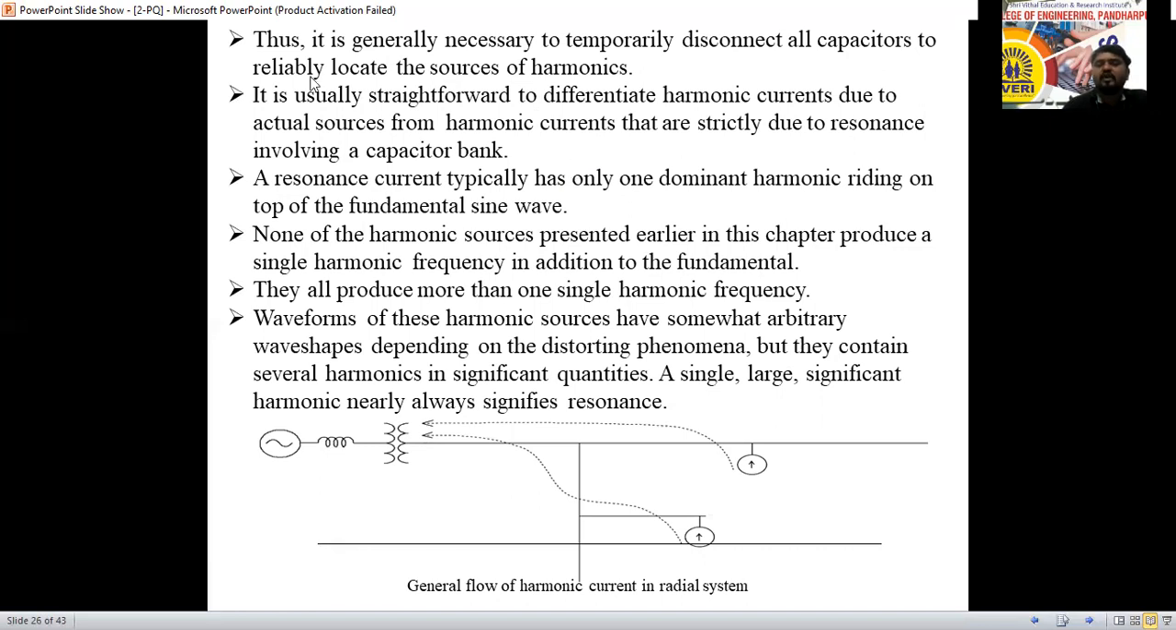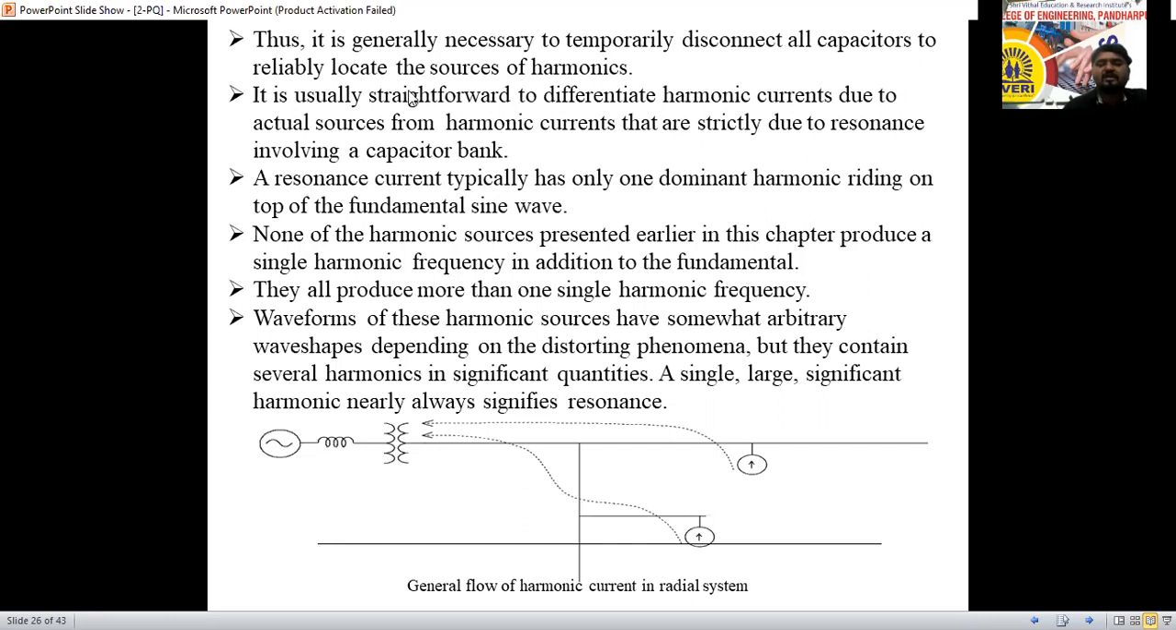Actually, it is usually straightforward to differentiate harmonic currents due to actual sources from harmonic current that is strictly due to resonance involving a capacitor bank. At resonance, the harmonic current is going to flow due to the resonance, and it is going to involve the capacitor bank over there.